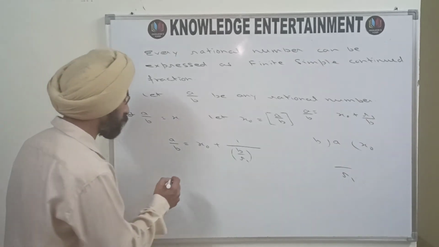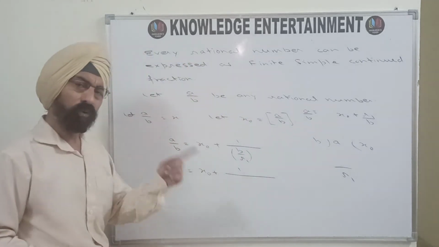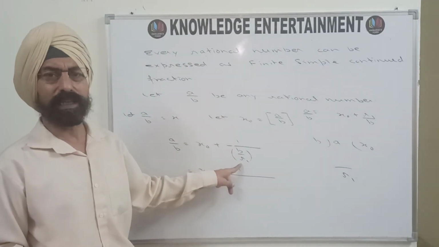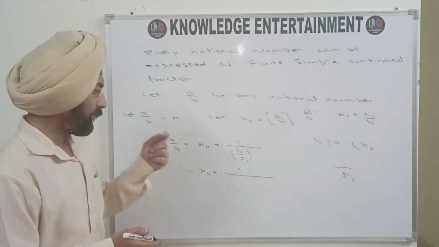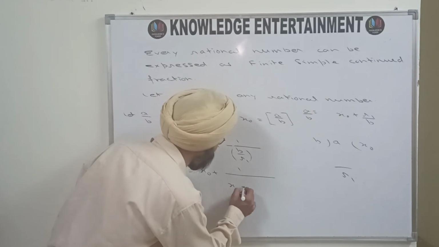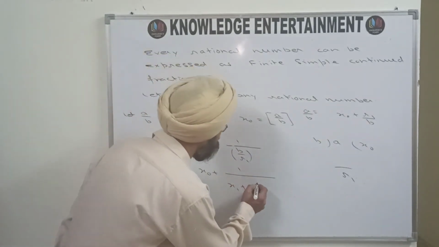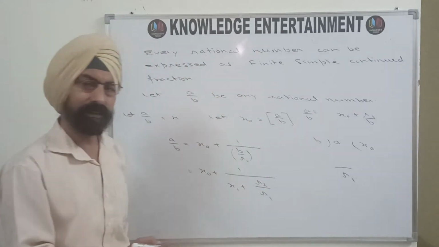So repeating the process, what will you get? x naught plus 1 upon, once again divide b by r1. Definitely you will get some quotient and remainder. Quotient means the integral part. So the integral part, say it is x1, plus remainder, suppose it is r2. So you are going to get r2 divided by r1.